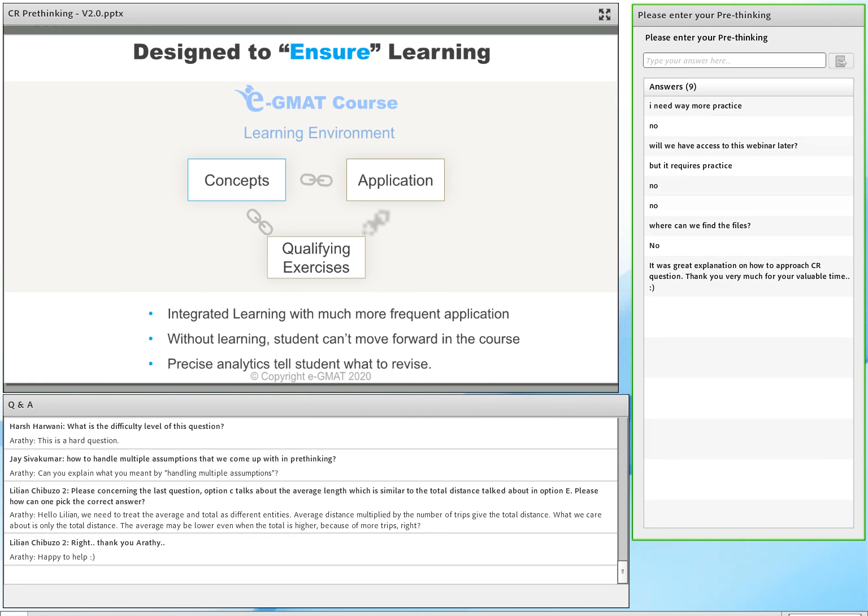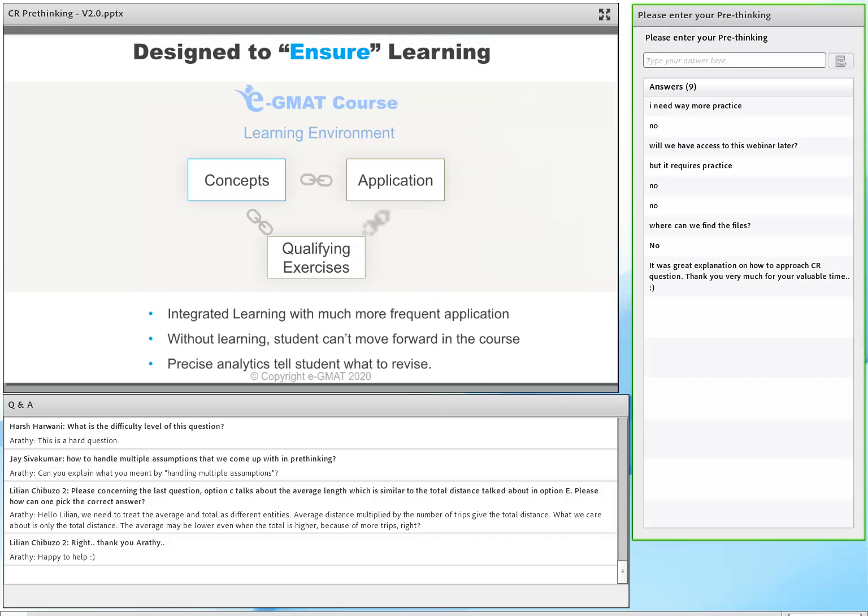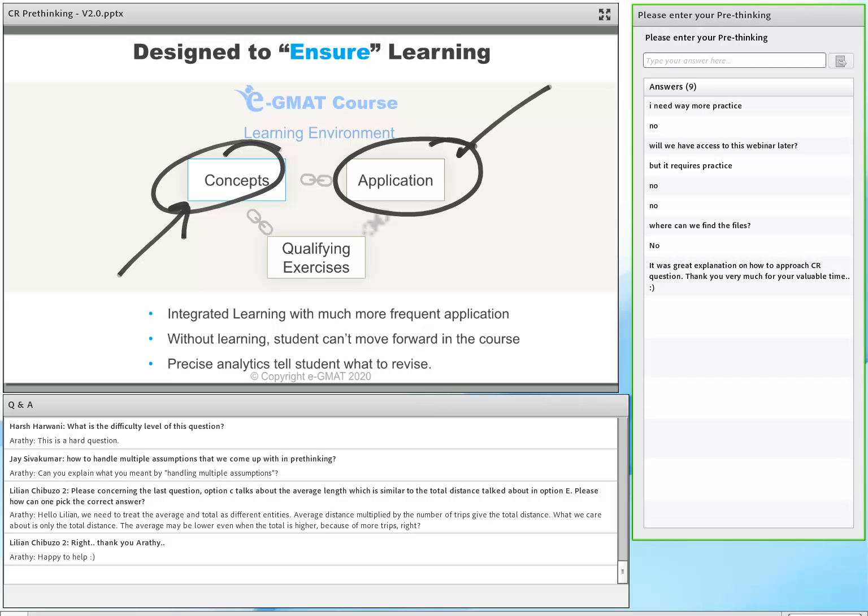Again, understand the integration between concepts, application, and qualifying exercises. You have concepts here, application here, another level of application, and qualifying exercises here. When you learn concepts, we evaluate you. Use that feedback. When we teach you application, we evaluate you. This was an application-oriented session where we gave you feedback on every question. You probably get 5 to 7 times as much feedback in the webinar. You have qualifying exercises, and those again have detailed solutions.